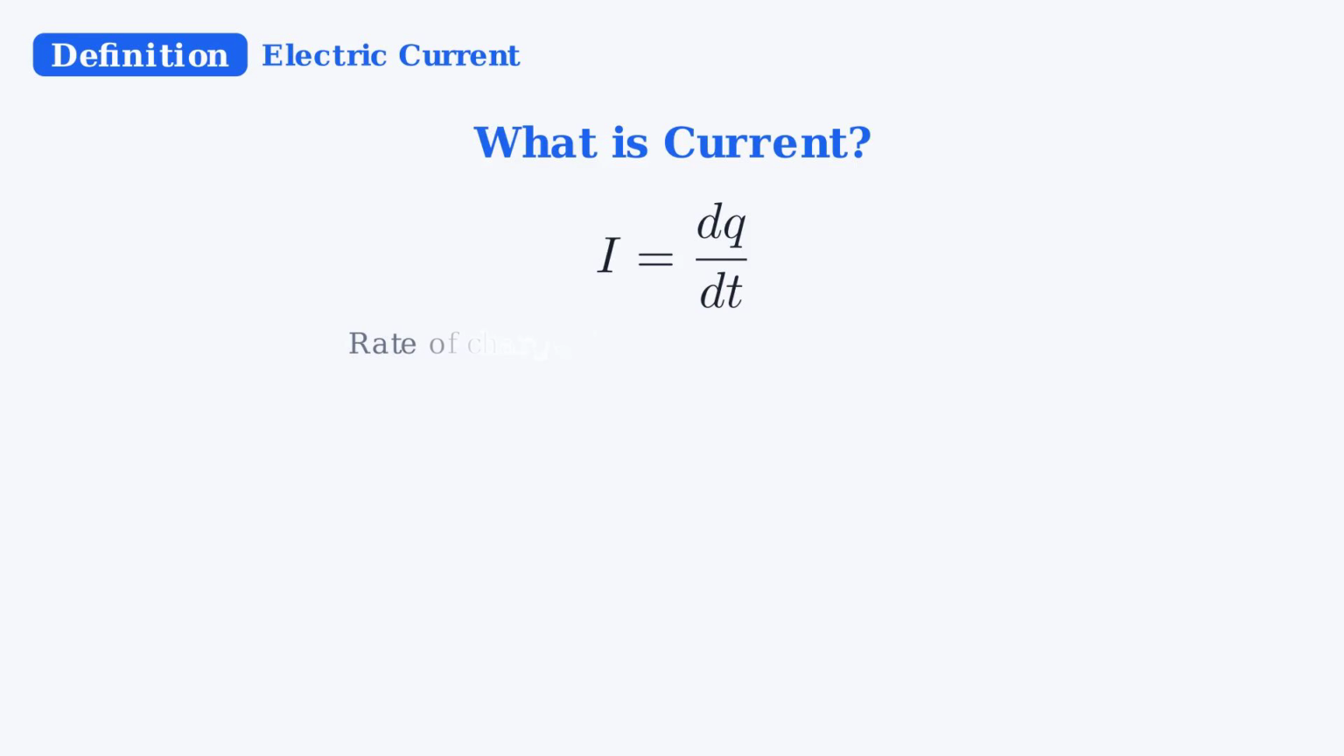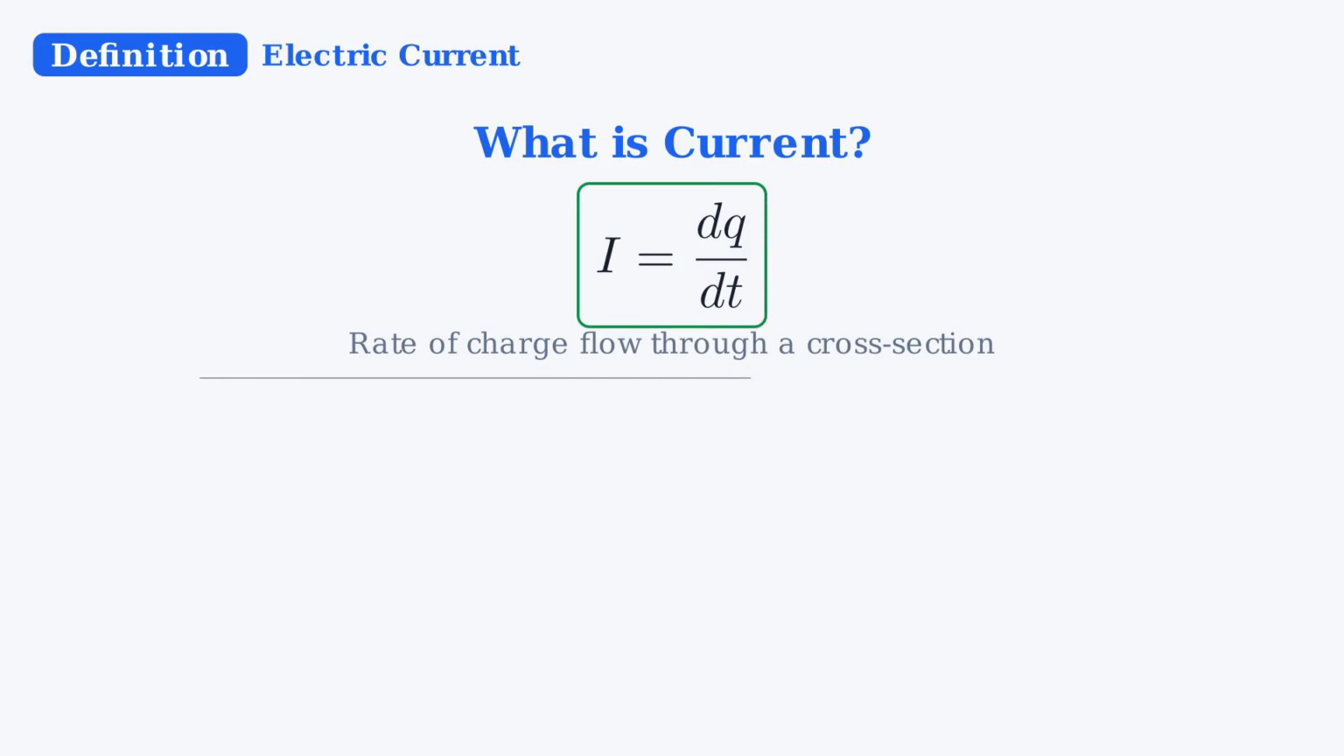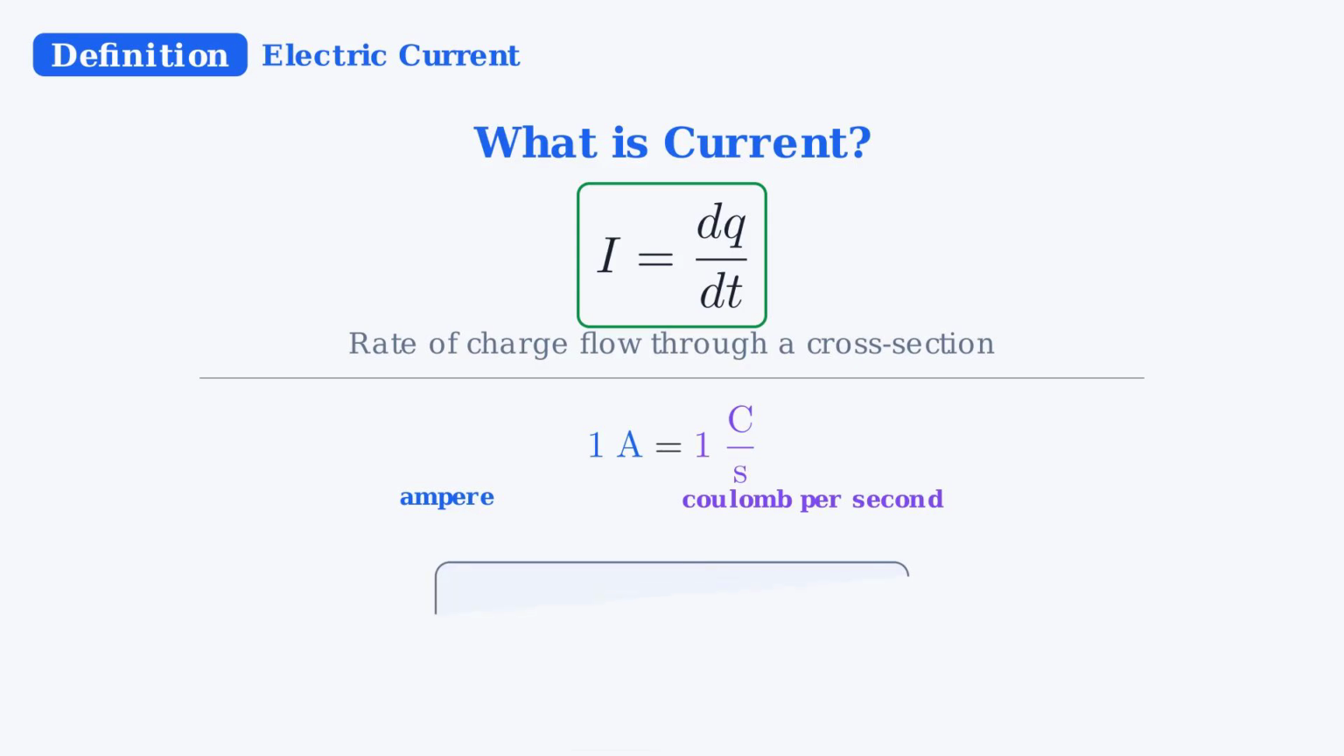Now let's precisely define what current means. Current, I, equals dq over dt. It is the time rate of change of electric charge. Physically, it tells us how much charge flows through a cross-section of a conductor per unit time. If 1 coulomb of charge passes through in 1 second, that's 1 ampere of current. This dq over dt relationship is fundamental. Every time you see a current in a circuit, remember, it represents charge in motion.